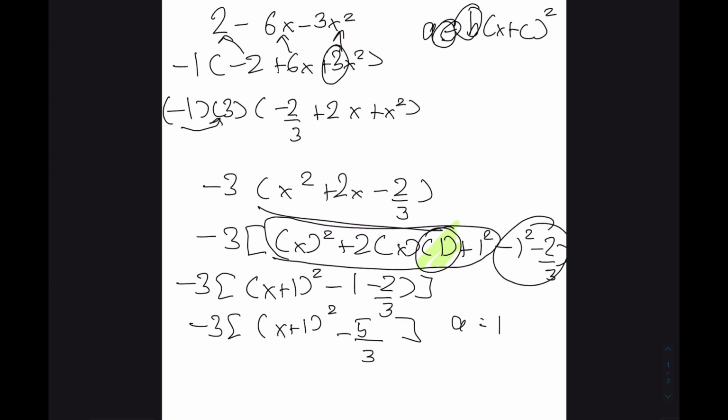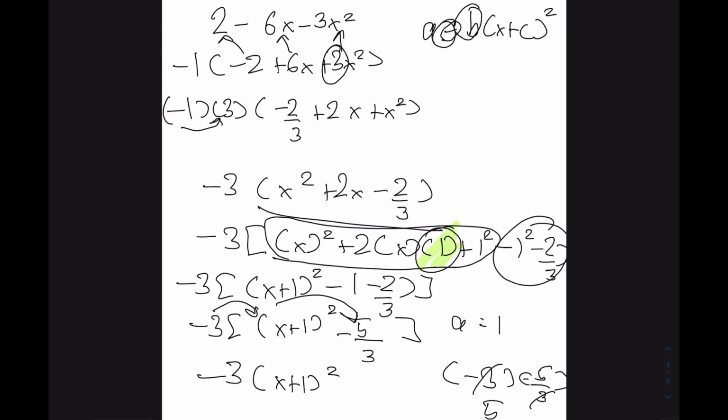And then let's multiply. Now let's get rid of this entire square bracket, and we multiply 3 by each term inside of the square bracket. So that'll be minus 3 x plus 1 squared, and now 3 multiplies with 5 by 3, and 3 and 3 cancel each other. And also, since we're multiplying negative 3 with negative 5 by 3, it becomes positive 5.